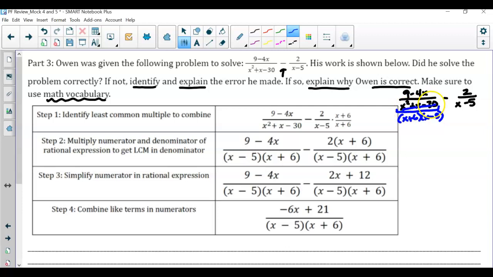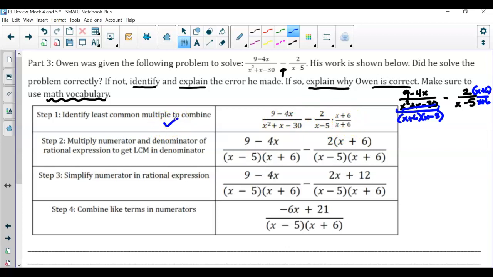So that means if I can factor this to x plus 6 times x minus 5, and the second fraction only has x minus 5, I have to multiply 2, or negative 2, right, by x plus 6 because that is the factor that is missing. So we're going to multiply by x plus 6, which here the first step is correct. They multiply by x plus 6.